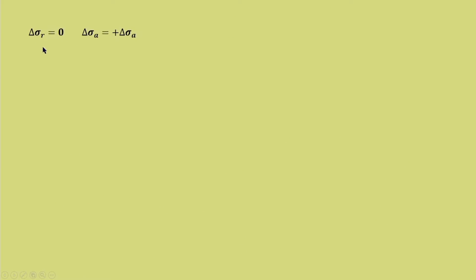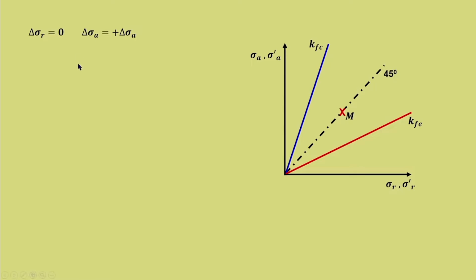Now, for the first condition we know the radial stress is constant. So, delta sigma r equal to 0. And for creating compression we know that the axial stress should increase. So, delta sigma a equal to plus delta sigma a. Now, you are more or less conversant with this usage. When there is release it is negative, and when there is loading or increase in load it is positive. Okay, so, this is the starting point.